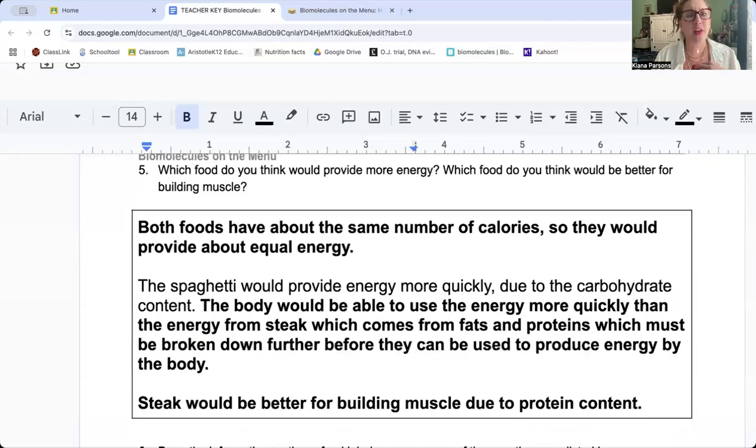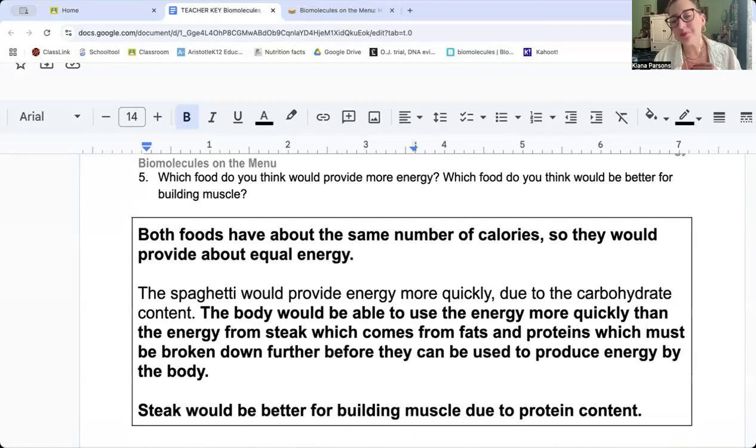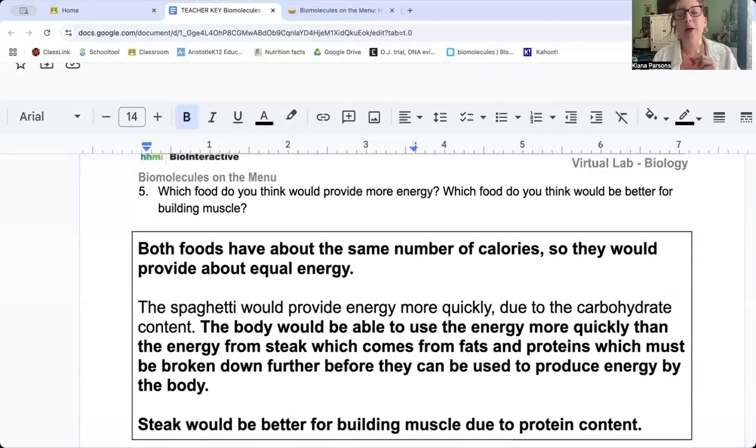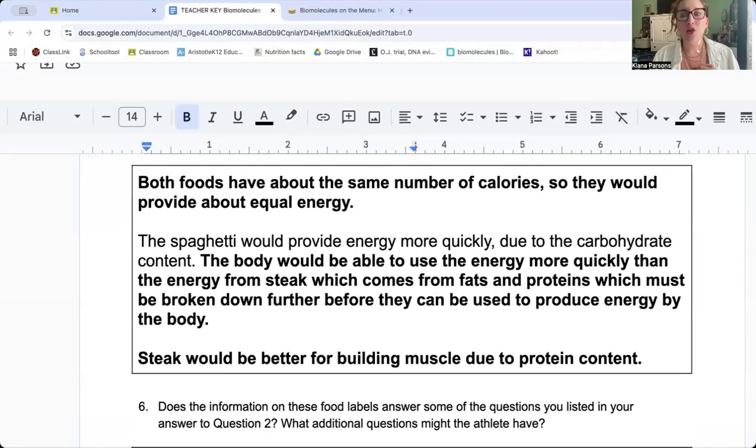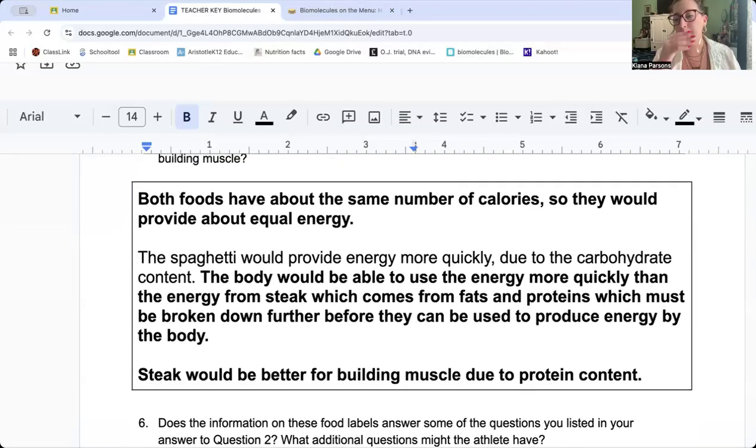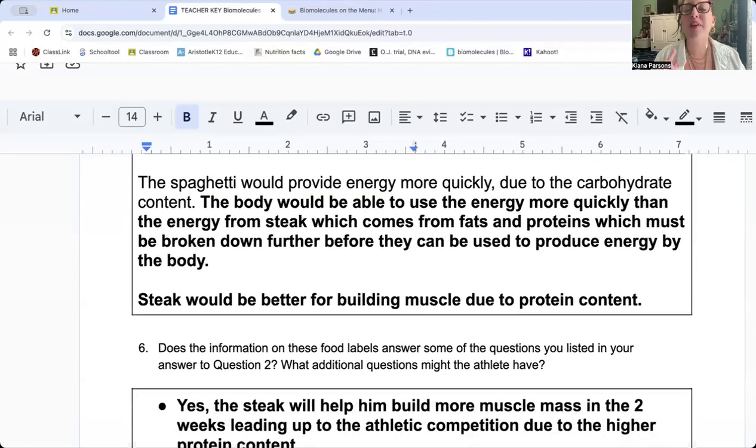All right. Which food do you think would provide more energy? How about which food do you think would be better for building muscle? So, both foods have about the same number of calories, so they would provide about equal energy. But the spaghetti would provide energy more quickly due to the carbohydrate content. The body would be able to use that energy more quickly than the energy from steak, which comes from fats and proteins, which must be broken down further before they can be used to produce energy by the body. The steak would be better for building muscle due to protein content.